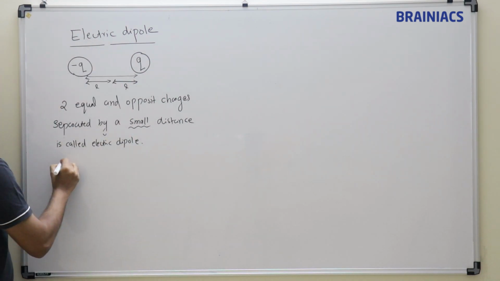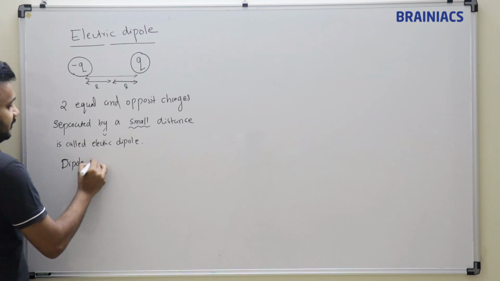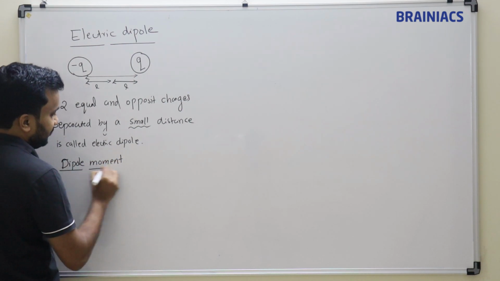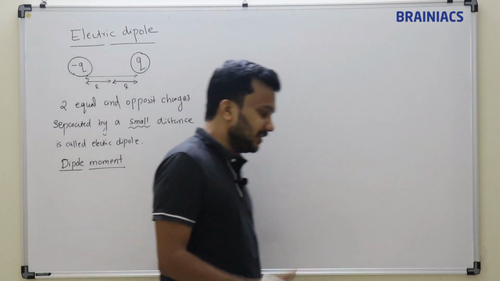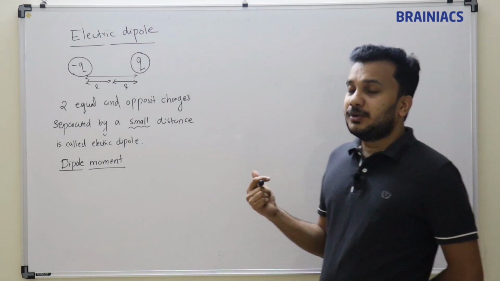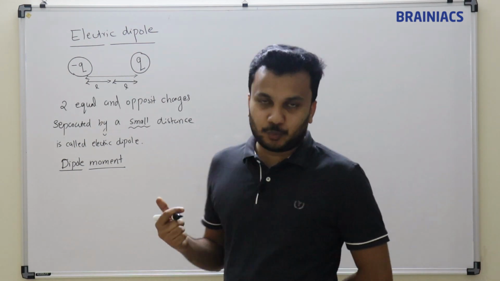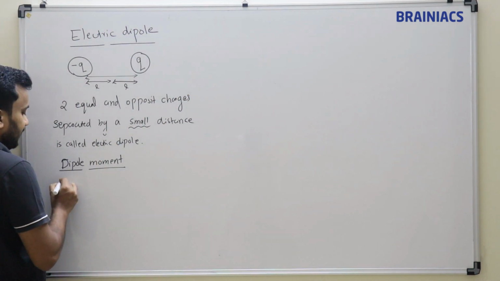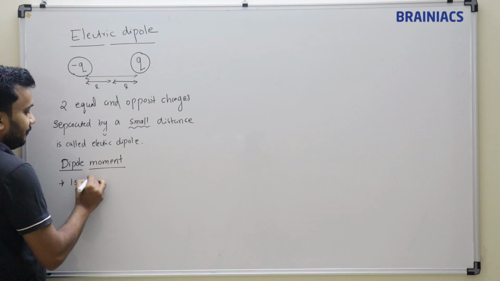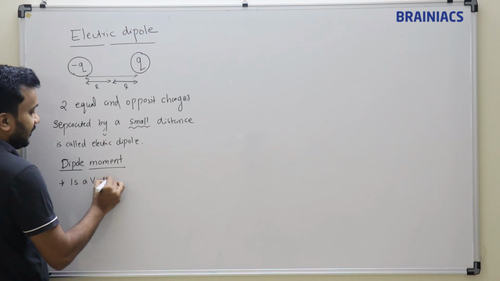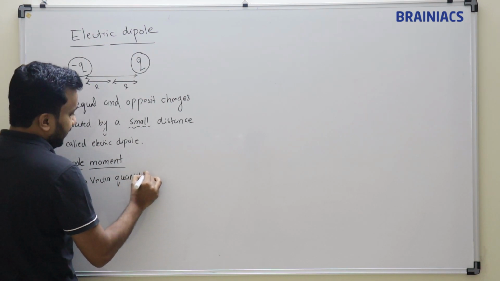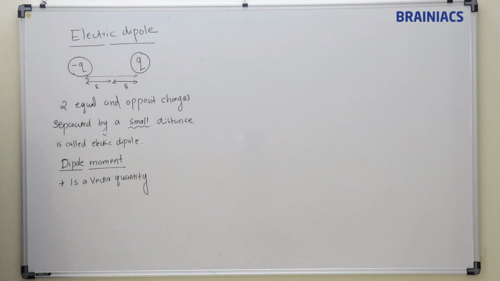We'll go to the next heading. Next one is called dipole moment. Next term, small terms like you have studied in biology and chemistry. Especially here also it's called dipole moment. What do you mean by dipole moment? The first point, dipole moment is a vector quantity. It's not a scalar quantity. Dipole moment is a vector quantity.